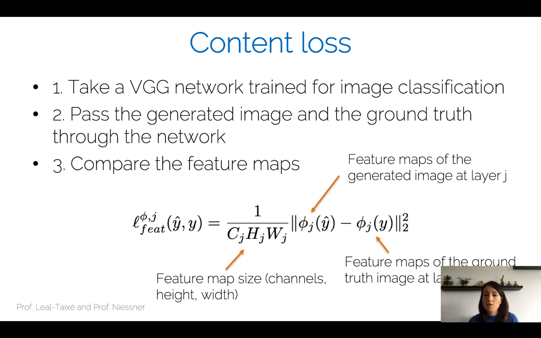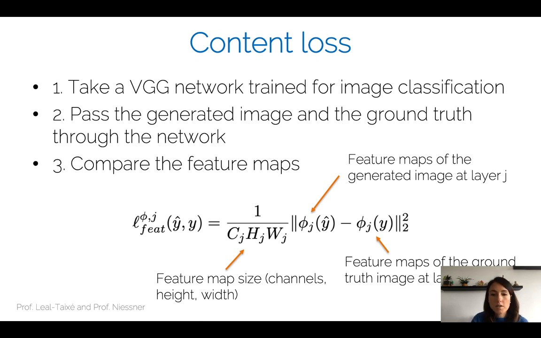And if the ground truth image contains a red car, this would still lead to a similar feature map representation. So the idea here is to compare feature maps, not pixels, as given by a pre-trained VGG network. Now it is important to note that the network that generates the image is not the network that you use to compute the content loss. The content loss uses this VGG network, and there is a completely different network that generates the image.